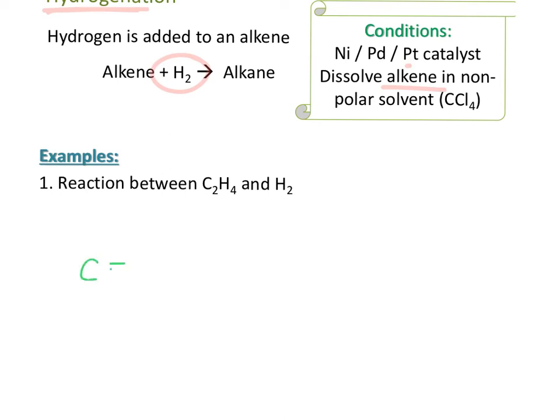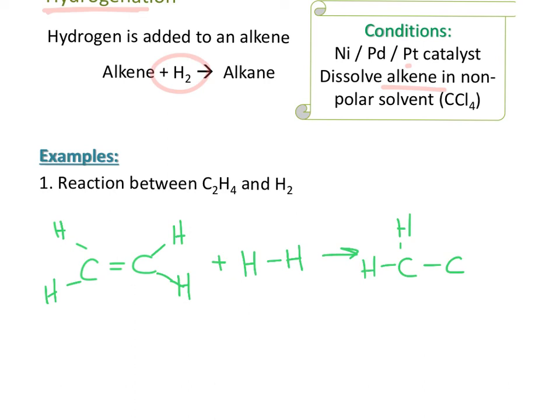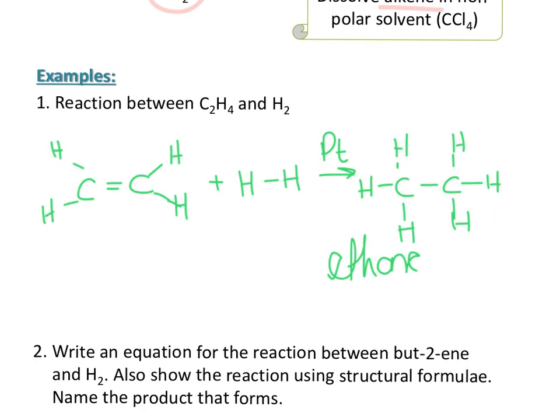So C2H4. All right. We're going to add it to hydrogen. All that's going to happen now is the single bond gets created and we had ethene. Whoops, I forgot the platinum. And now I have ethane. Very, very, very important. Let's look at one where they ask us a little bit different.